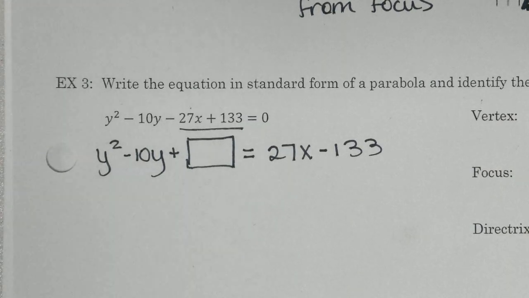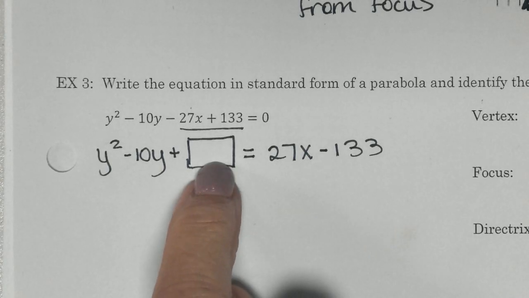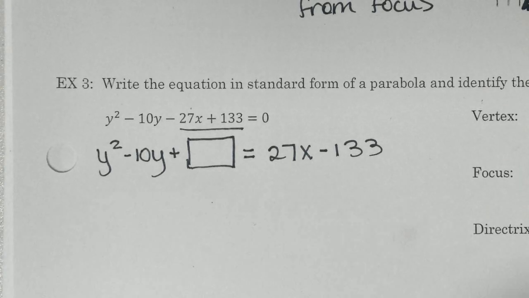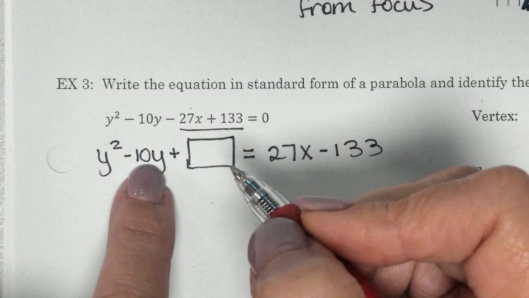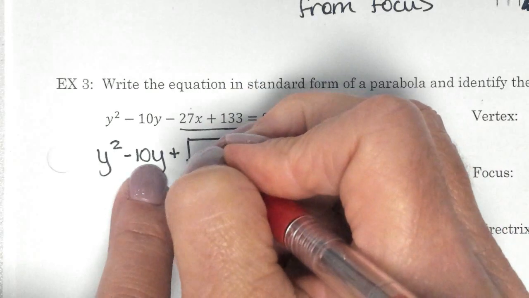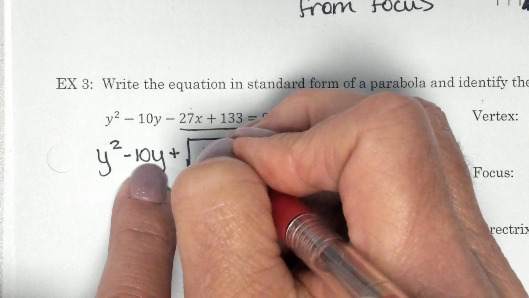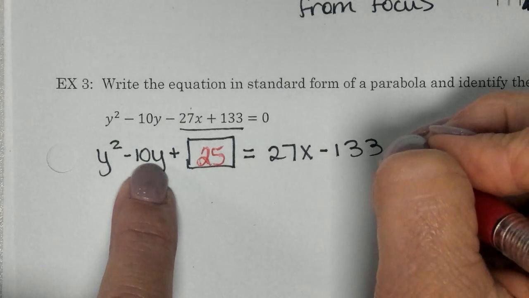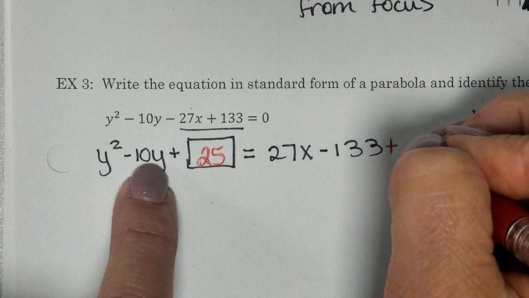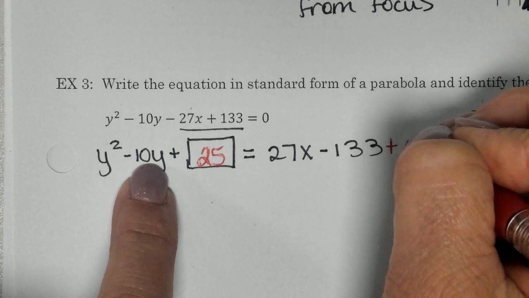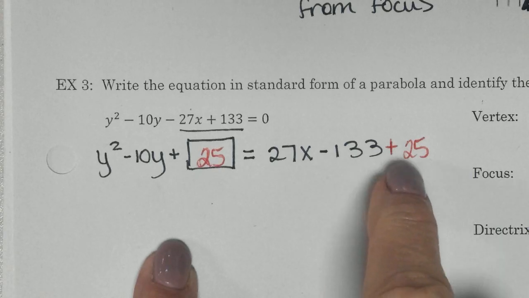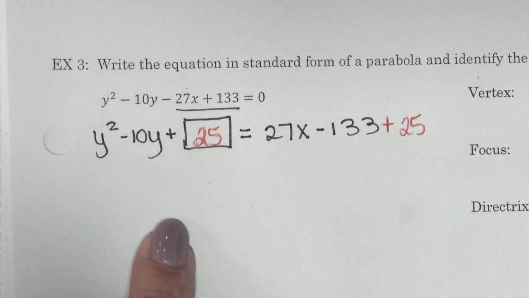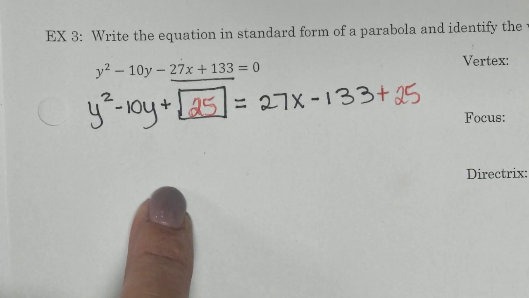All right. Now, complete the square. What would go in this spot right here? 25. Good. 10 divided by 2 is 5. 5 squared is 25. And I just added 25 to the left side. So I had better add 25 to the right side. That was another mistake that I saw on completing the square. A lot of y'all forgot to add to the other side.